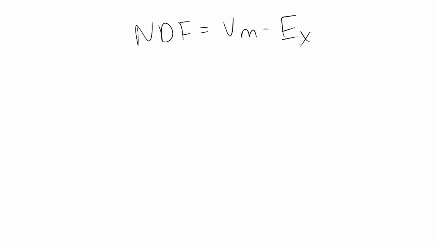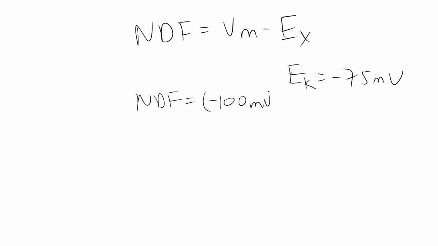Let's say an experimenter changes the membrane potential of a cell to minus 100 millivolts, and we want to determine the net driving force acting on potassium. We know that potassium's equilibrium potential is minus 75 millivolts. So the net driving force acting on potassium is equal to the membrane potential, minus 100 millivolts, minus the equilibrium potential for potassium, minus 75 millivolts, which gives us a net driving force acting on potassium of minus 25 millivolts. So we have a negative net driving force.